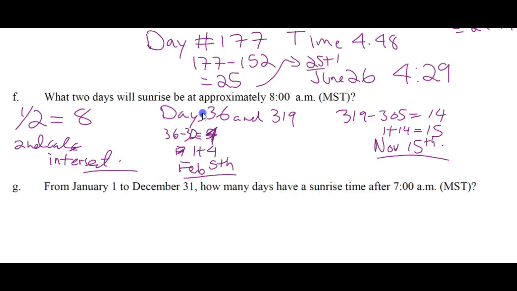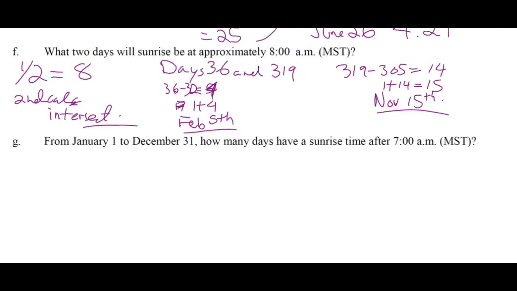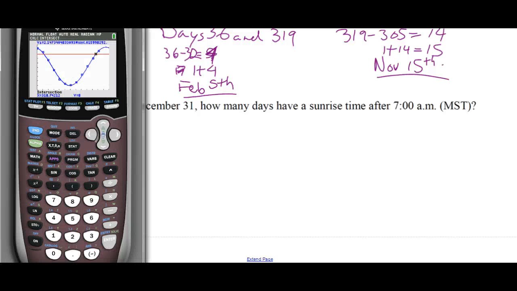From January 1st to December 31st, how many days have a sunrise time after 7 a.m.? Okay, so in this case, what are we going to do? Same thing we just did, really. Put a 7 in there. Figure out those 2 days, and then say, okay, so sunrise time after 7.